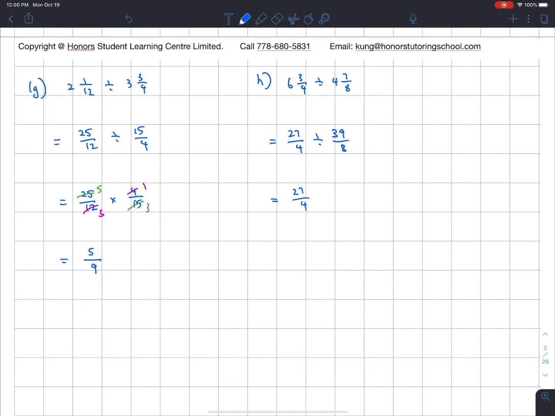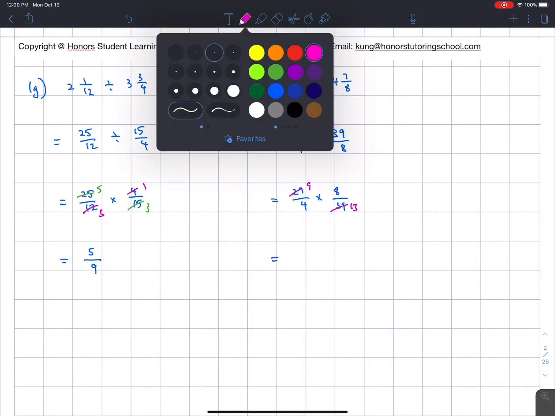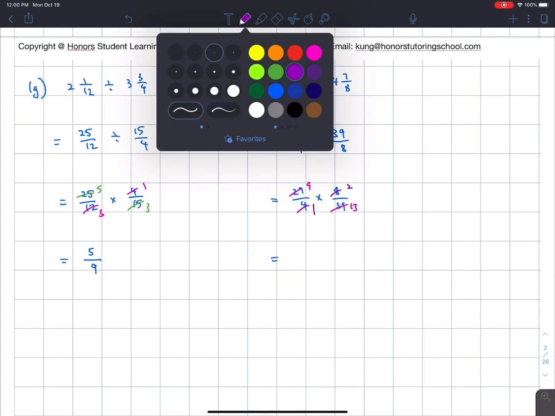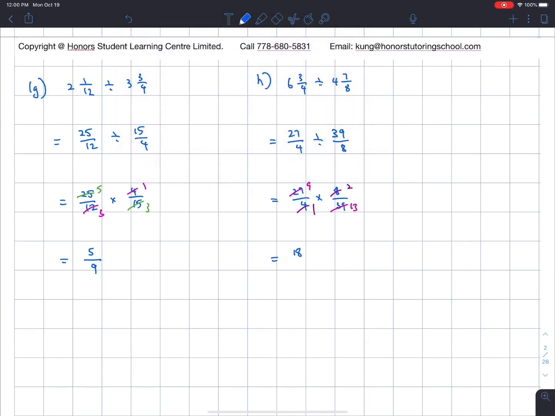So now we have 27 over 4 times 8 over 39. I can divide 27 by 3 to get 9, divide 39 by 3 to get 13. Divide 4 by 4 to get 1, divide 8 by 4 to get 2. So numerator is 9 times 2, 18. Denominator 1 times 13 is 13. Change it back into mixed fraction. 13 goes into 18 one time. 18 minus 13 is 5.